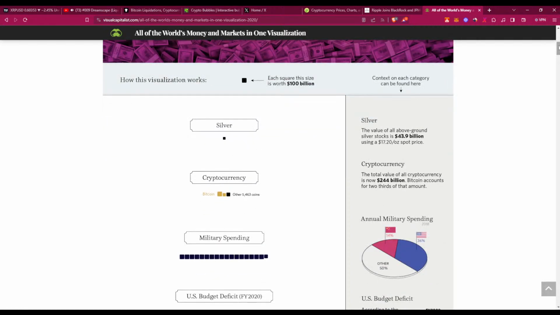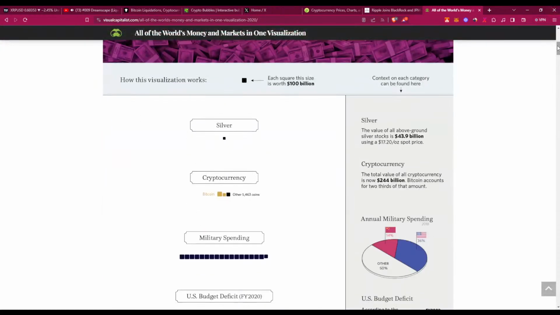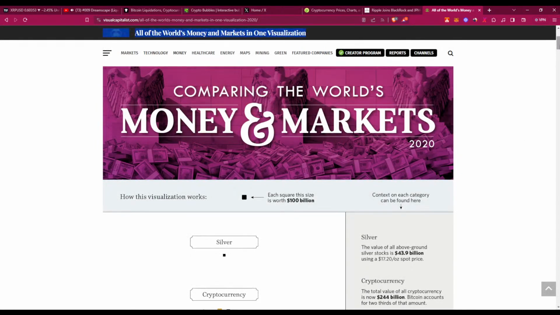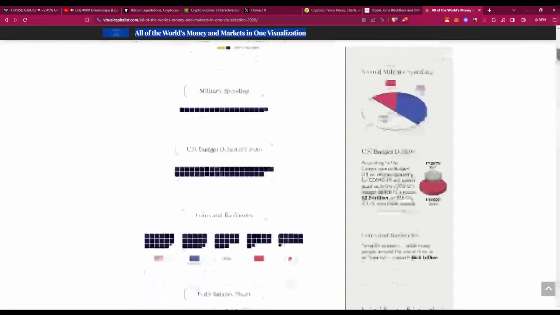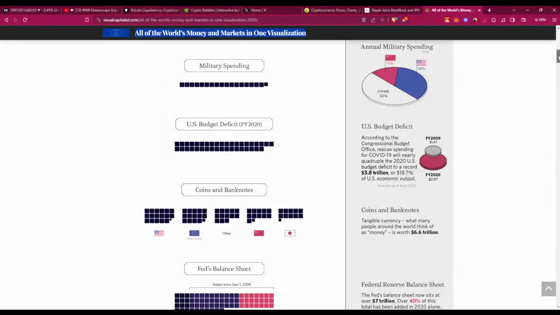This is very important to understand, okay? This is basically all of the world's money and markets in one visualization. Here you can see the silver markets, from 2019 I believe, but it didn't change as much. 43 billion, 44 billion, just silver markets. Cryptocurrencies, obviously, 244 billion, around 2018. Then here you have military spending. You see the percentages of who is spending the most money when it comes to their military.